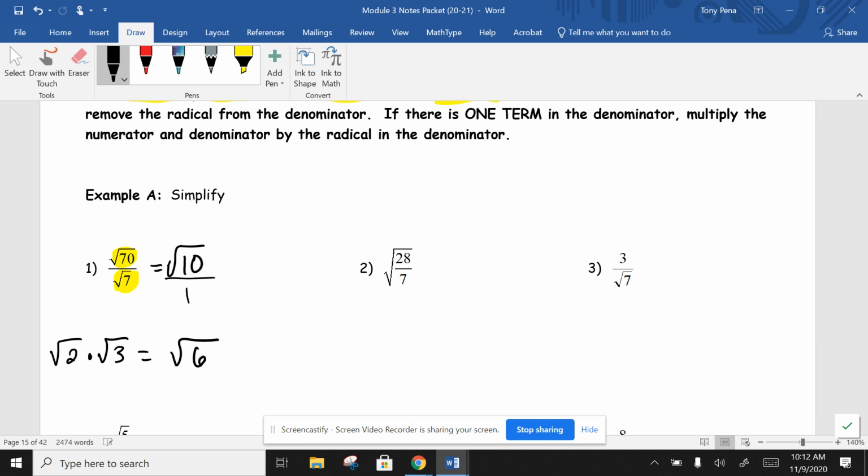When we do that, our denominator right now is a 1, so that's perfectly fine. What we are trying to avoid, and we'll get to those in a minute, is when we have a square root in our denominator. But right now, that's all you're doing. 70 divided by 7 is 10, and then they're both underneath the radical, so we leave the 10 underneath the radical. All right, so same thing here.